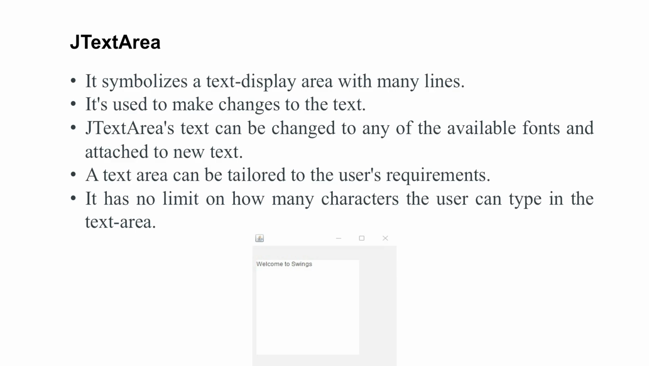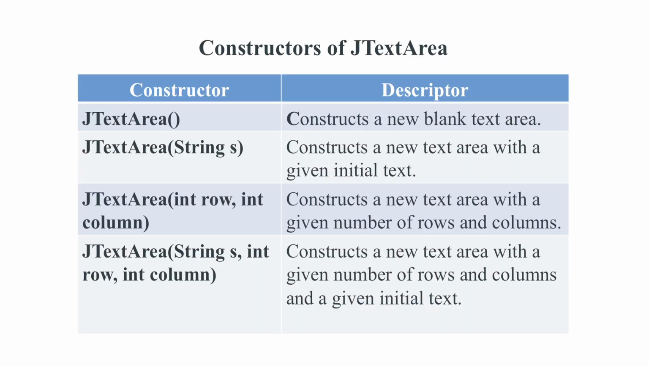Next component is JTextArea. This is for displaying text with many lines. Like we have JTextField only for one entry, this is for many lines. Now we can make changes to the text also. Different fonts are there, we can change them and we can attach text over there. This text area is tailored to user requirements, and there is no limit on how many characters we can give over there.